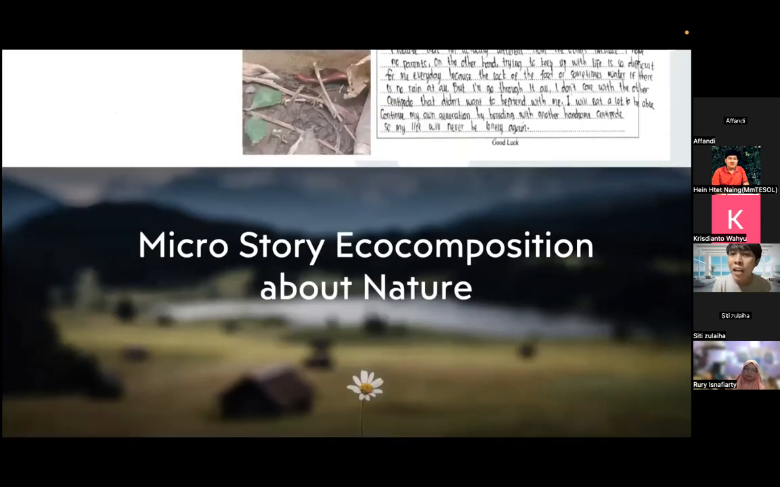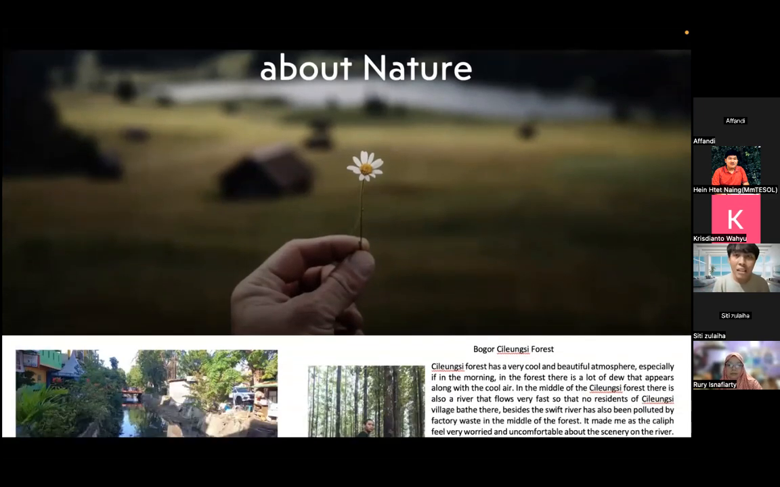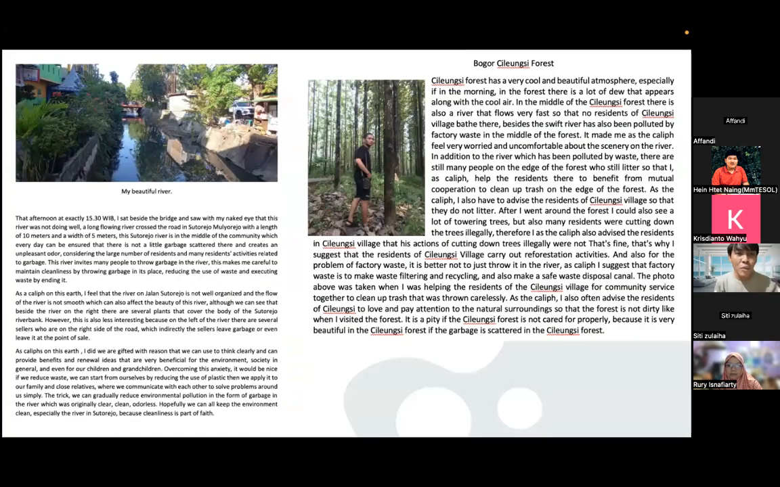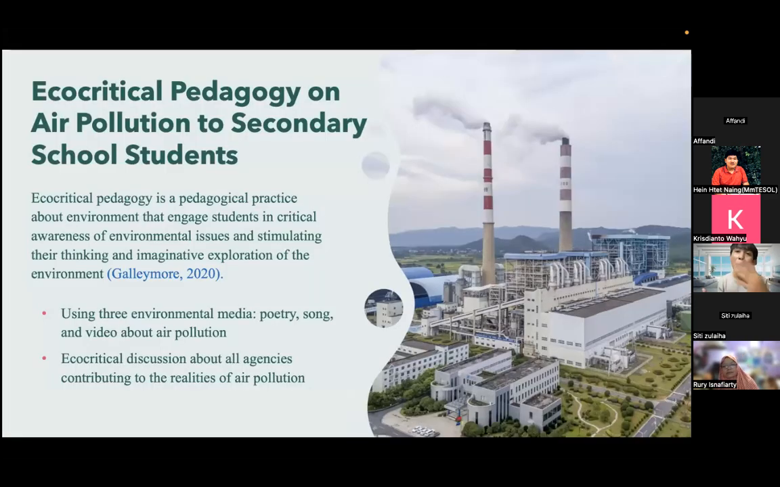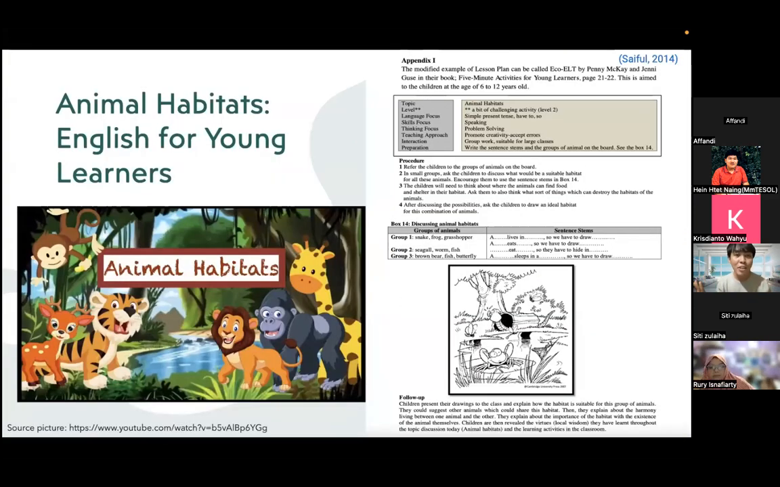What are other examples? We can ask the students to do essay writing if they want. If we are in higher education, for example, we can ask the students to go out to the nature, observe, and report. Afterwards, we can also do eco-critical pedagogy. We can use poetry about nature, songs about nature, discussions about nature, videos about nature. And with young learners, we can also use songs about nature, for example, animal habitats. So we can do that in English, of course, because it is English classes.